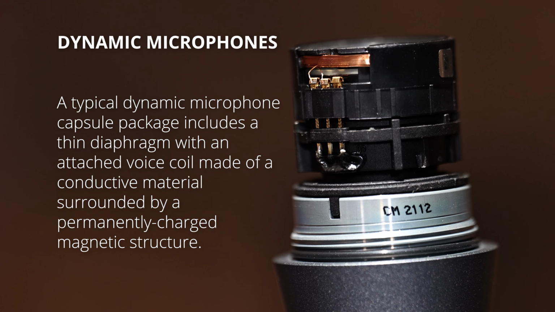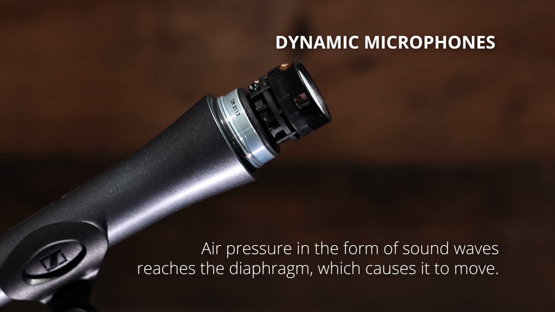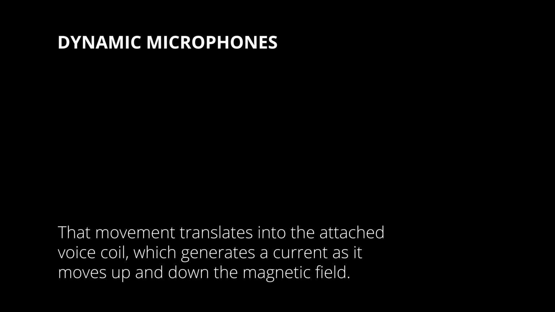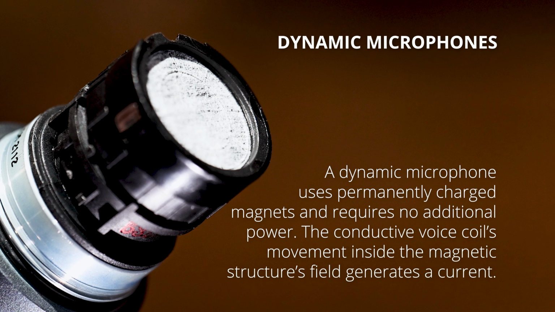A typical dynamic microphone capsule package includes a thin diaphragm with an attached voice coil made of a conductive material surrounded by a permanently charged magnetic structure. Air pressure in the form of sound waves reaches the diaphragm, which causes it to move. That movement translates into the attached voice coil, which generates a current as it moves up and down the magnetic field. To summarize, a dynamic microphone uses permanently charged magnets and requires no additional power. The conductive voice coil's movement inside the magnetic structure's field generates a current.